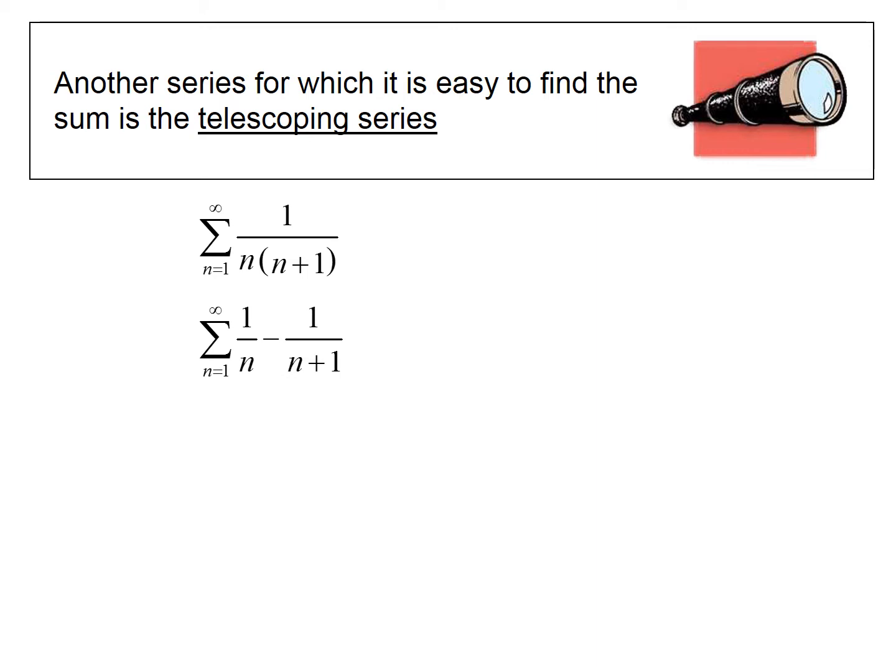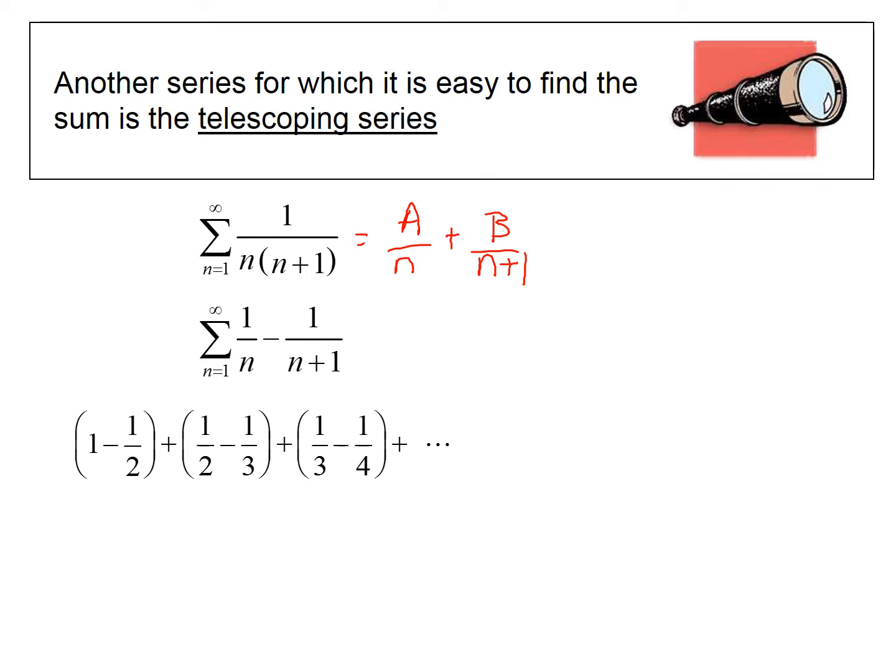A telescopic series is in this form. Now notice I'm using partial fractions. What I did here was I used partial fractions to rewrite this expression. And to recall, partial fractions is where I did a over n plus b over n plus 1. And when I did that, I found that a was positive 1 and b was negative 1, which gave me the second expression.